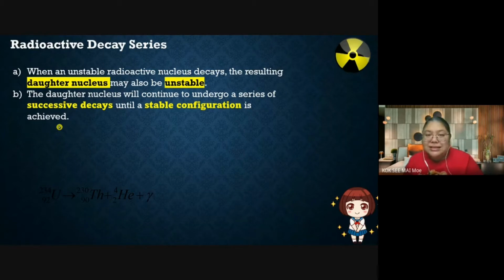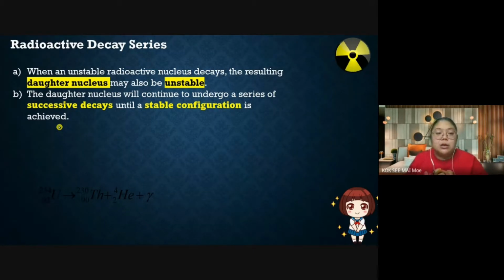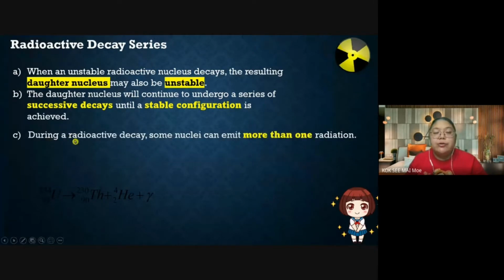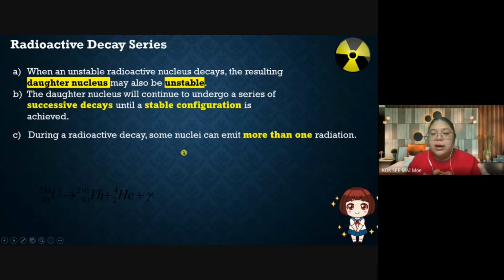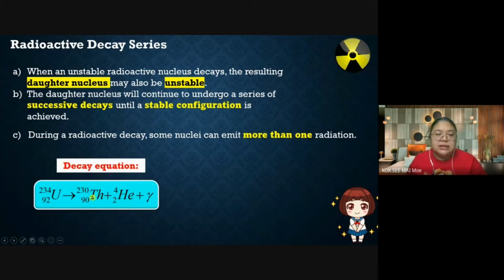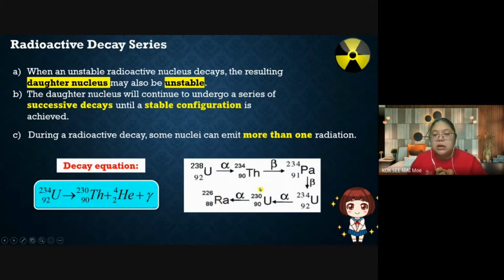So that means the formula is very long because you do it so many times. From here you can see during the radioactive decay, some nuclei can emit more than one radiation. You can see an example: uranium becomes Th, and they can give out helium, they can give out gamma. So more than one. This one is an example of a decay series.